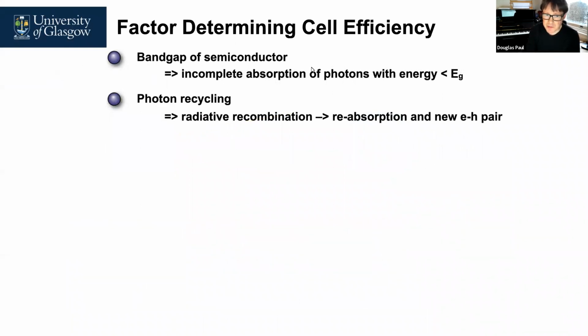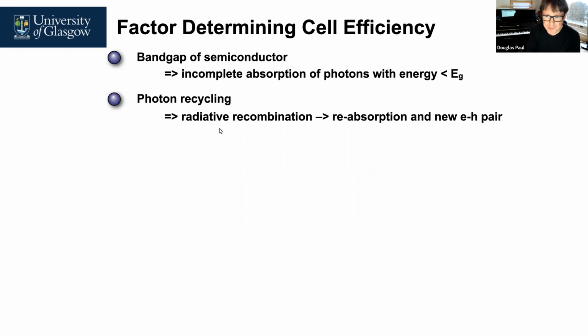First, the band gap of the semiconductor. The Carnot efficiency absorbs every photon of every wavelength or every energy, if you like. Because of the band gap of the semiconductor, we're not absorbing any photons below the band gap. So for silicon, that's 1.1 eV. So there's a whole part of the solar spectrum with silicon we're not absorbing. So we're just throwing away that efficiency.